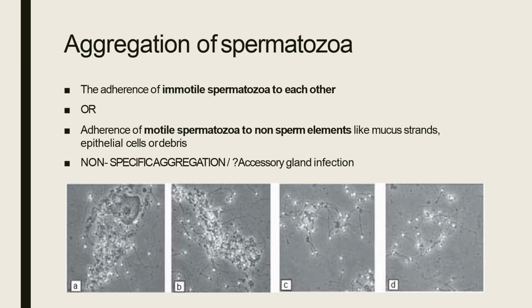We have to first observe aggregation of spermatozoa. If the spermatozoa are immotile and adhered to each other, or there are motile spermatozoa and non-sperm cells adhered through mucous strands, with epithelial cells or debris, then it shows that there is an infection in the accessory gland. So there is a non-specific type of aggregation. It means they are haphazardly aggregated.